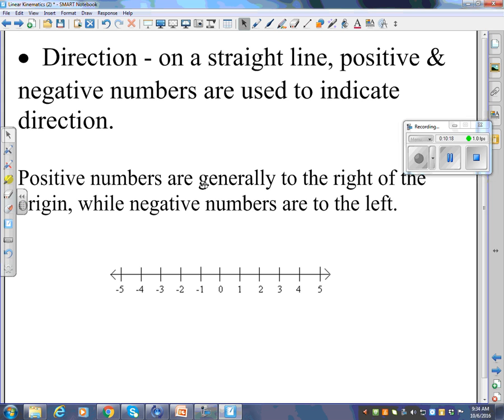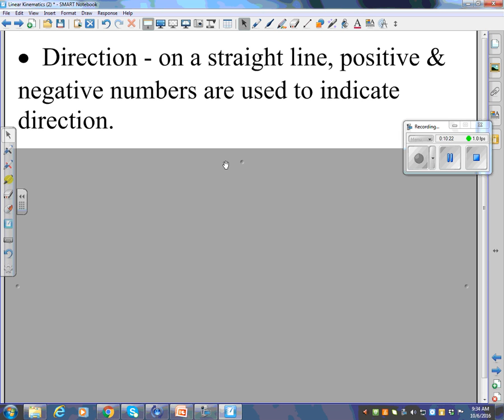And the last one is direction. On a straight line, positive and negative numbers are used to indicate direction. Positive to the right, negative to the left. All review. I'm hoping that this is nothing new for anyone.